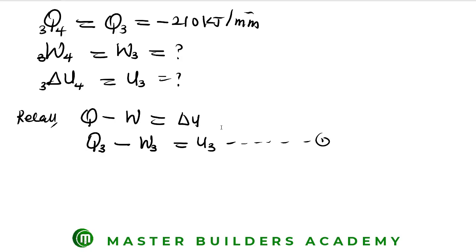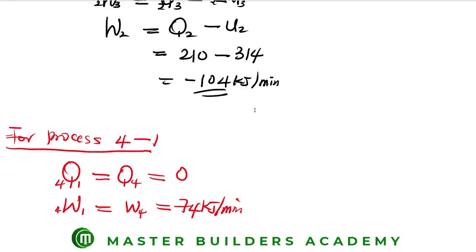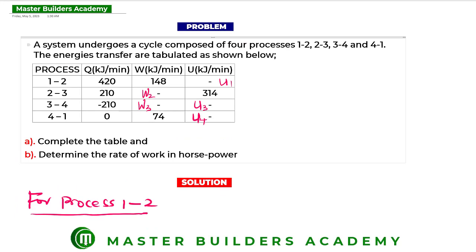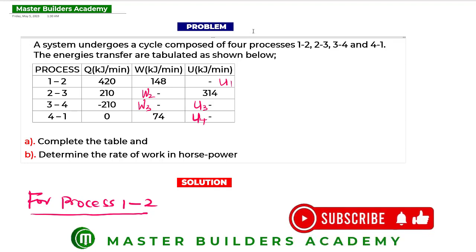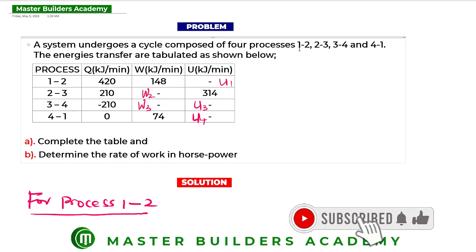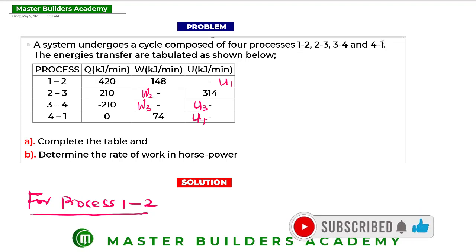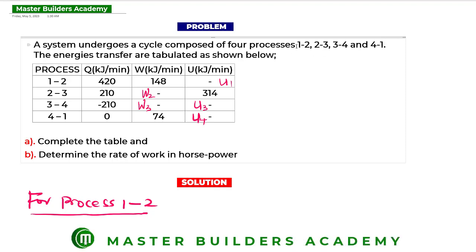So now there is a law that will help us solve this problem. Let's go back to the beginning of this question. We are told that a system undergoes a cycle composed of 4 processes. So how do we get to know that it's a cycle? It begins from 1 and then ends back at 1. Are you there? It starts with 1 and the process also ended in 1. 1 to 2, 2 to 3, 3 to 4, and then 4 back to 1. So because of this, it's actually a cycle.